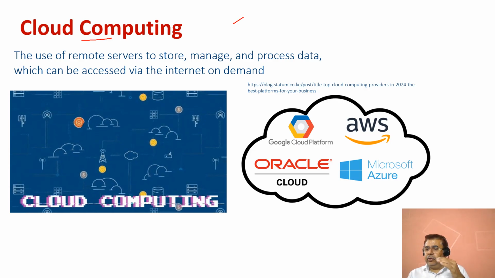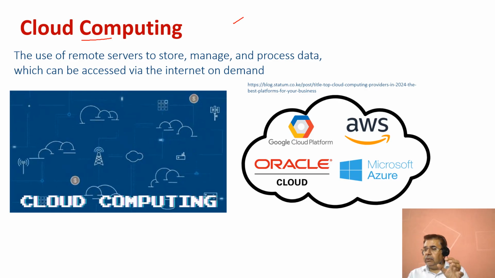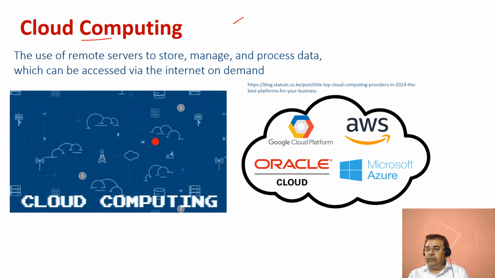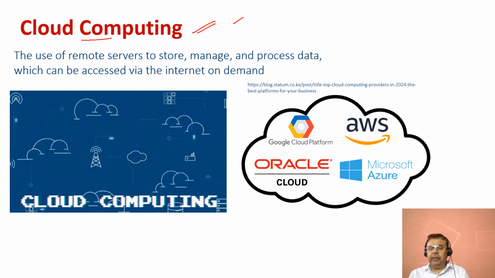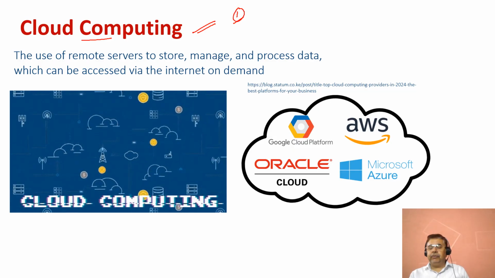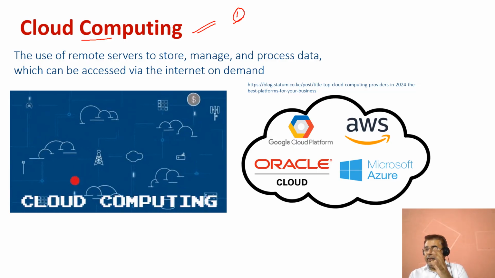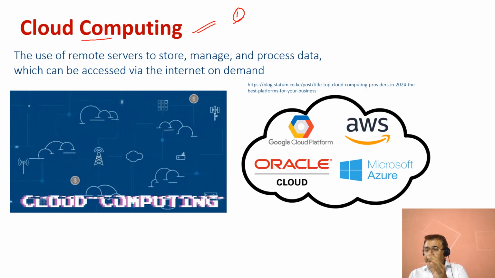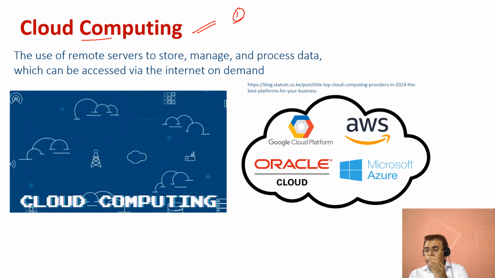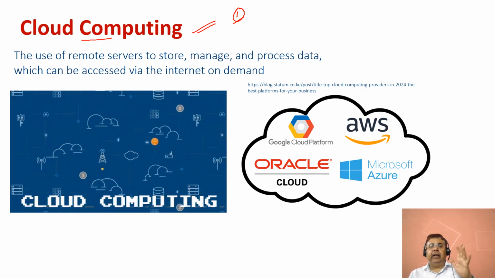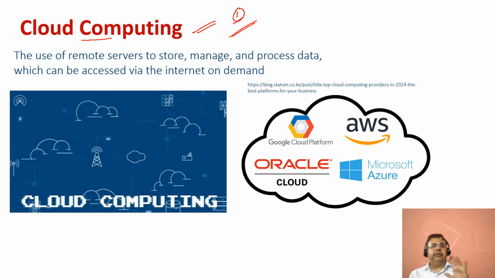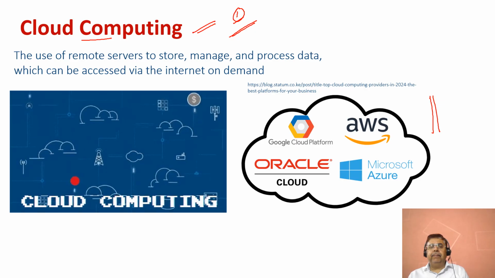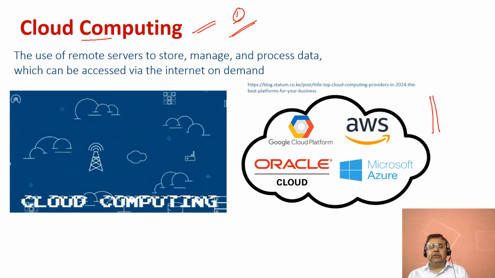So it is not just about storing data. It will also include doing powerful computing tasks over the internet. If you see cloud computing, it includes many things: data storage, computing power, web hosting, databases, software as a service, and then machine learning and AI capabilities also. So a lot of things can be done in cloud computing, and these are some of the important cloud computing service providers.